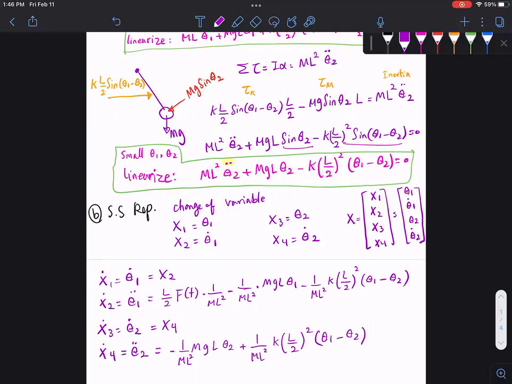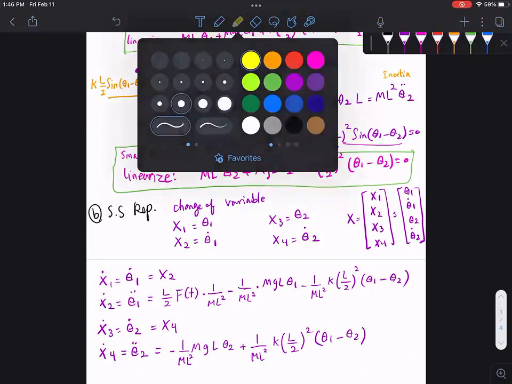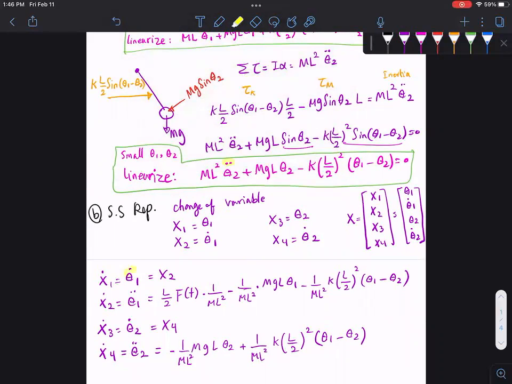Now we can replace based on the change of variable that we have. So theta dot 1 is x2, so I can write x2. Theta dot 2 is x4, so I can write these two. These are pretty easy to write, so I'm going to start with them.